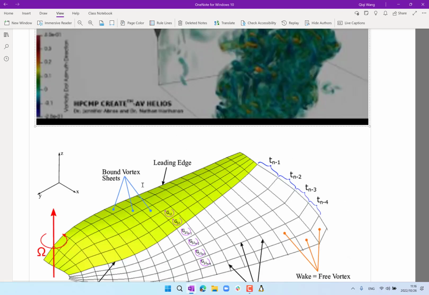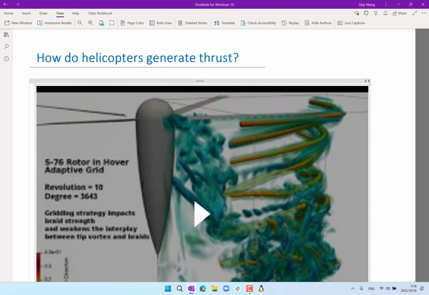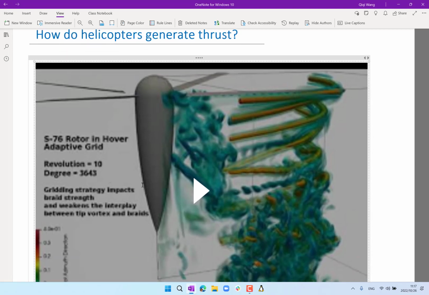So let's actually see how this vortex lattice method might apply to a completely different scenario. That is helicopters. So the simplest scenario for a helicopter is when it is at a hovering condition. So let's see.